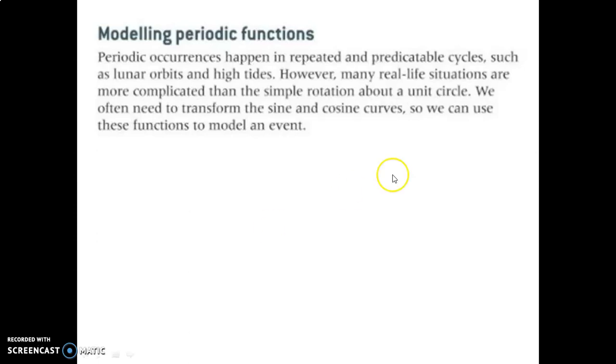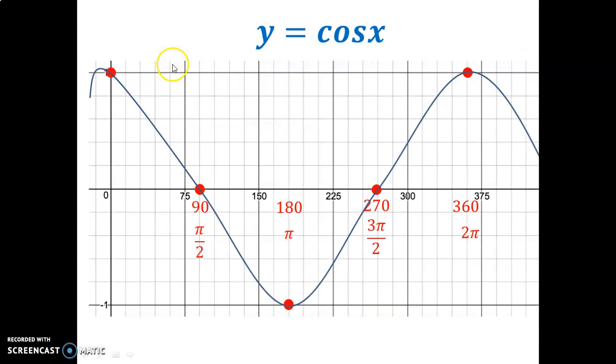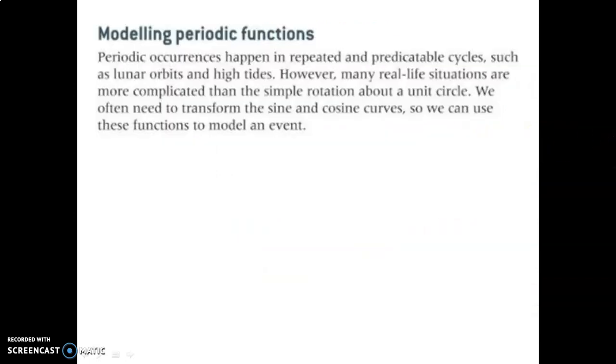These curves are called periodic curves because they have a repeating pattern. For example, here we have a wave, and that wave repeats to infinity. This is called periodic behavior. Periodic occurrences happen in repeated and predictable cycles, such as lunar orbits and high tides.